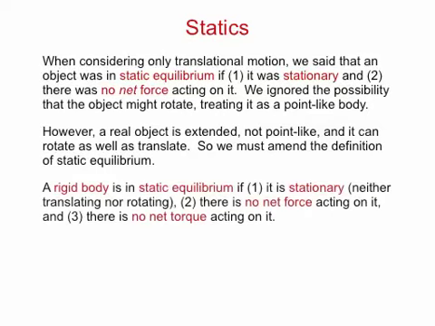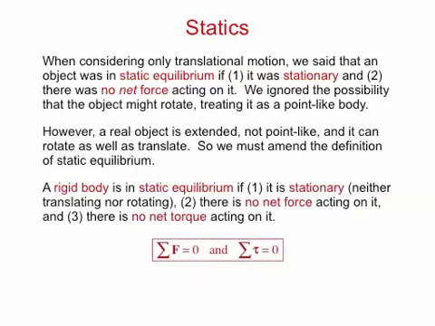We say that a rigid object is in static equilibrium if it is stationary both translationally and rotationally, if there is no net force acting on it, and if there is no net torque acting on it. This means that the object has neither translational nor rotational acceleration, and so remains stationary both translationally and rotationally.